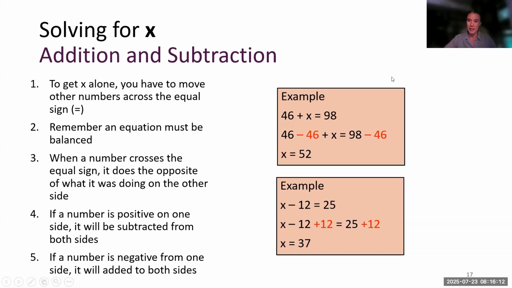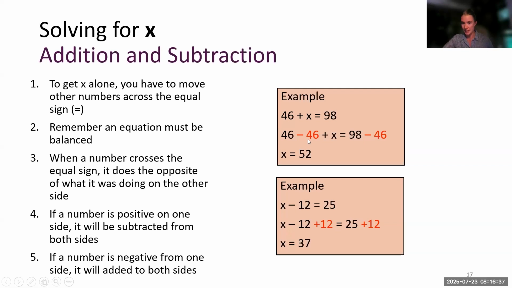An example of that is on the right here. We've got 46 plus x equals 98. In order to get that x by itself, we're going to subtract 46 from both sides of the equation. Because you see 46 plus x, we just want to get that x all by itself, and that's going to help us figure out what it is. So we're going to subtract 46 from 46, which gives us 0.